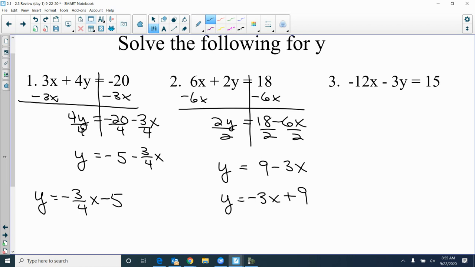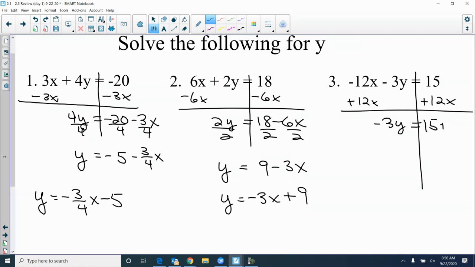Evan, all right, let's see where you're at. I know you missed yesterday, but see if you've caught on to any of this. What do you think, first step? Plus 12x. Make sure you say x as well. All right, now tell me what to write on the next line. Negative 3y equals 15 plus 12x. Okay, so far so good?